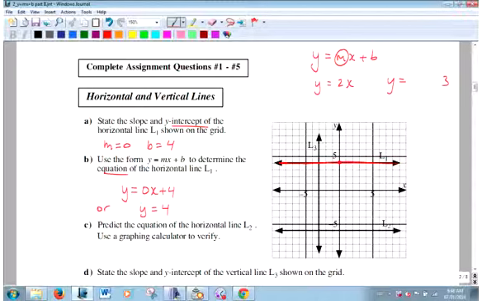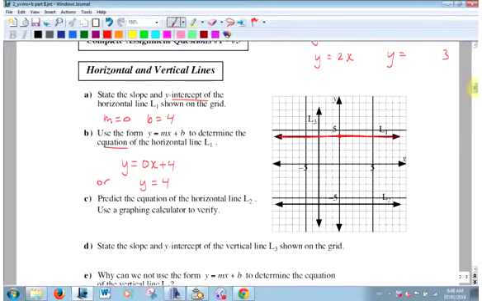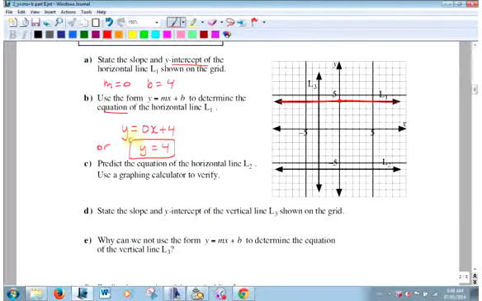Is there an x-intercept? No, because that's parallel to this. It's never going to cross this x-axis. Okay, there's never going to be an x-intercept. Okay, they're parallel. They never cross. Okay, so that's a unique situation, a horizontal line. That's the equation. Okay, what would y equal 6 look like?